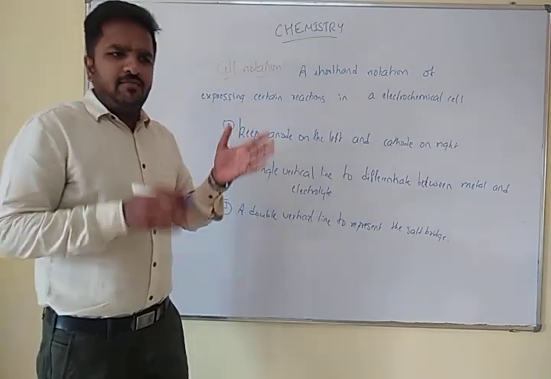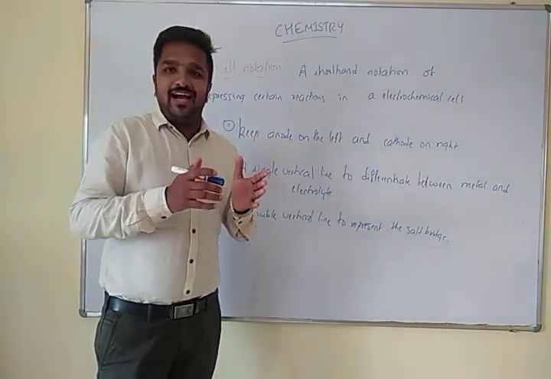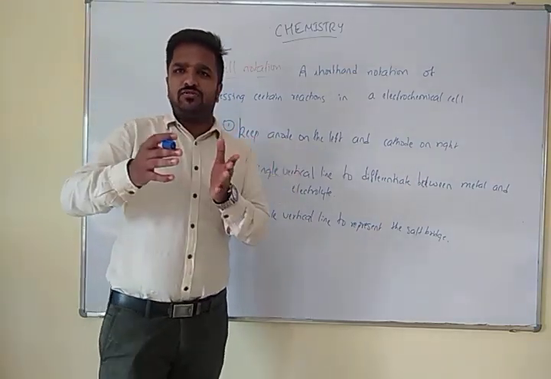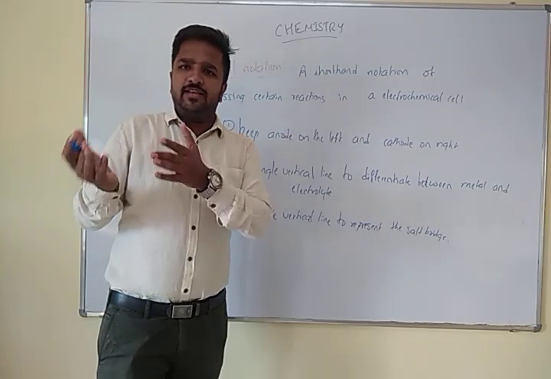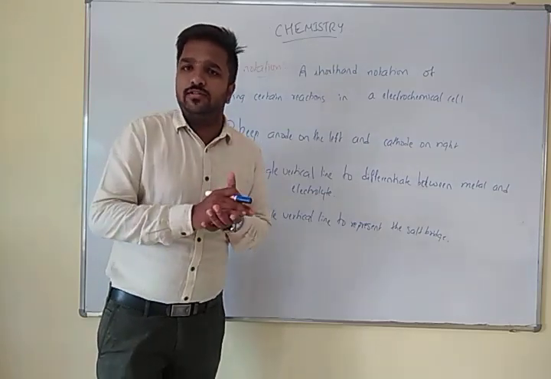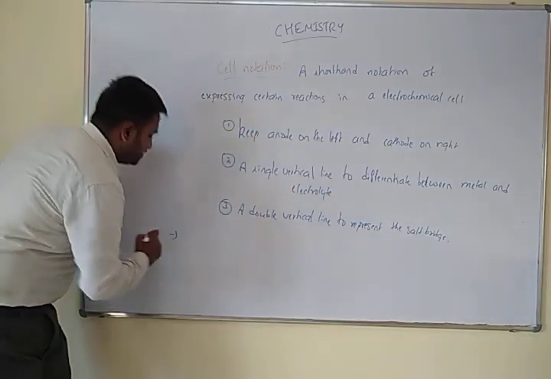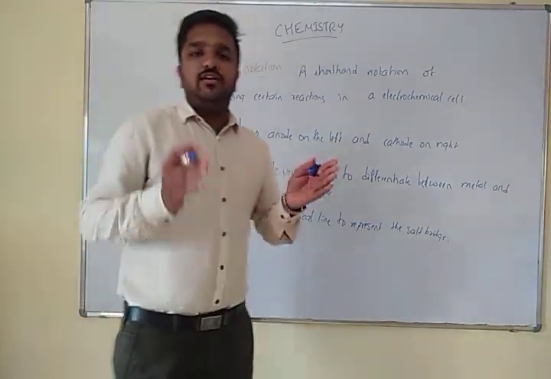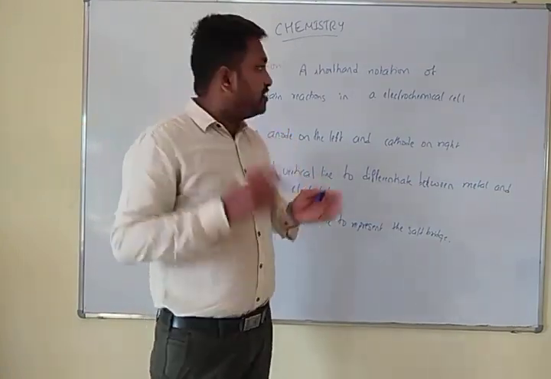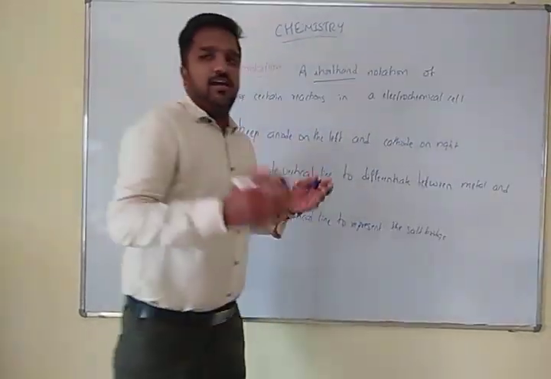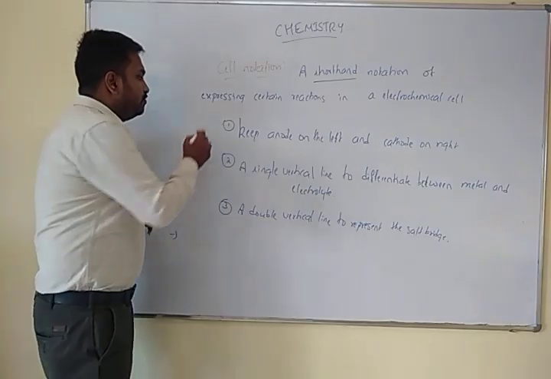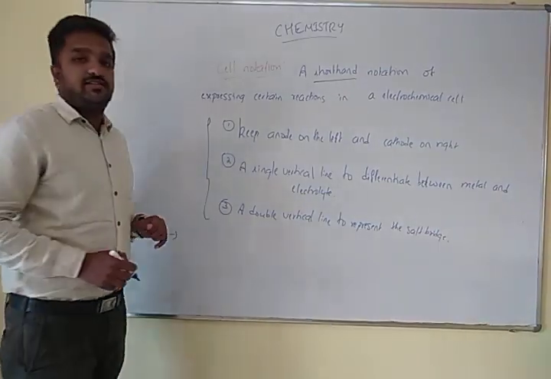That means in the galvanic cells, we have seen the reaction, that is zinc will lose electrons to form Zn2+ and copper will gain electrons to form Cu2+ to Cu. So that's a long reaction. We are just converting those big reactions into a shorthand notation, that means into a shortcut. In order to do that, we are following these three steps.